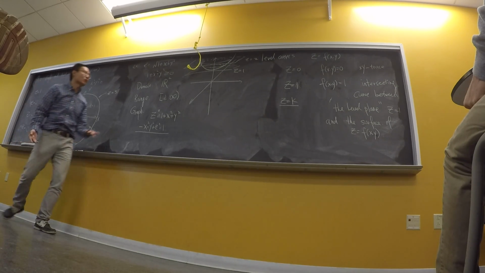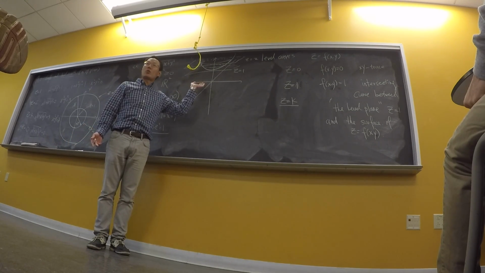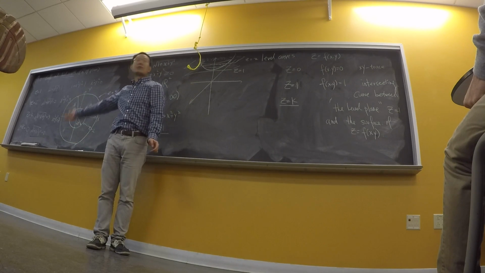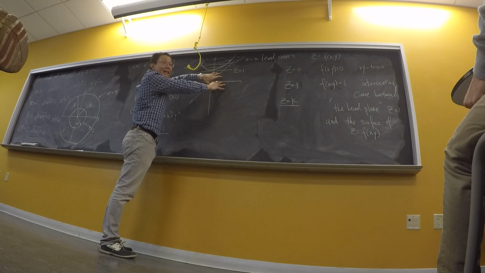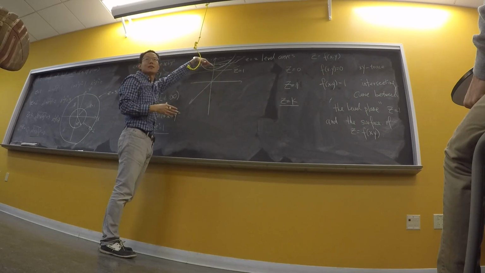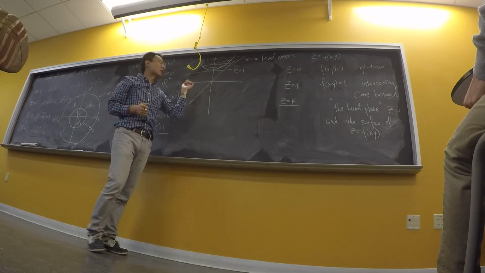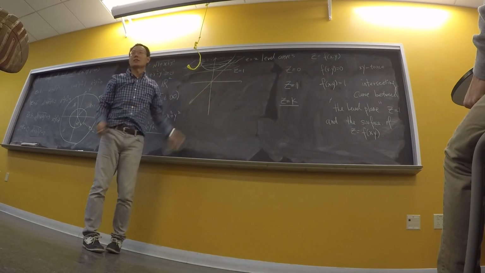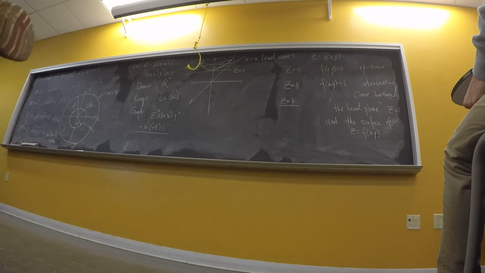On the other hand, you can still go back to your picture right here. If I'm trying to find a level curve at level equals 0, I have to find the level curve at z equals 0, which is the xy plane, and intersect it with the surface. Only in this case, there's no intersection at all. Alright? There's no intersection at all. In other words, there's no level curve.